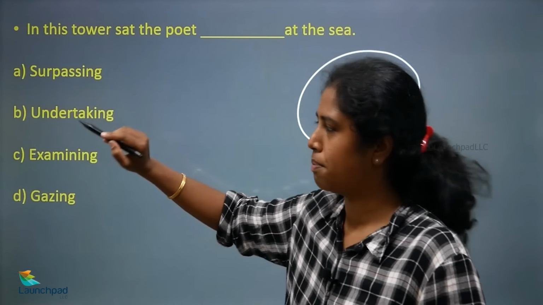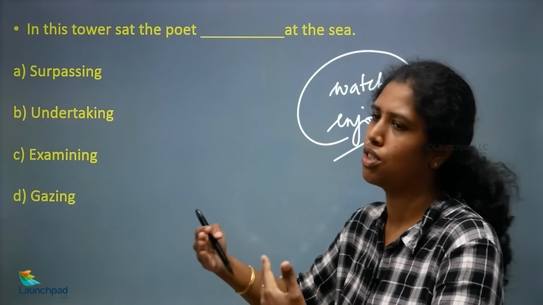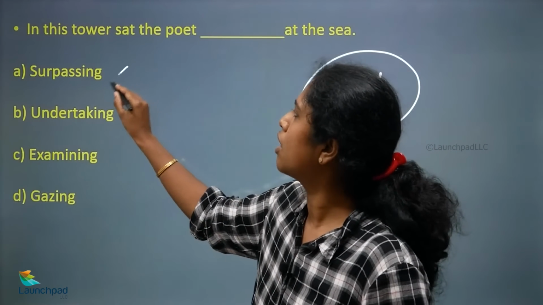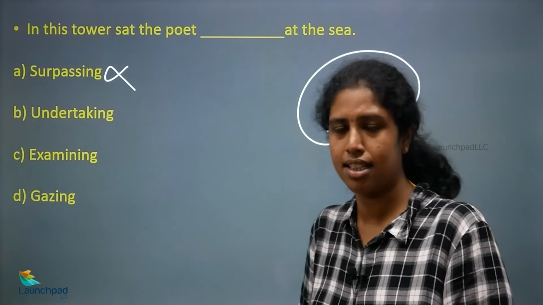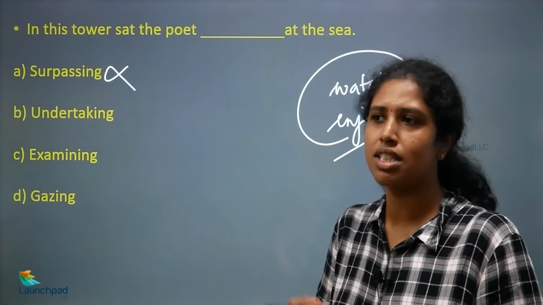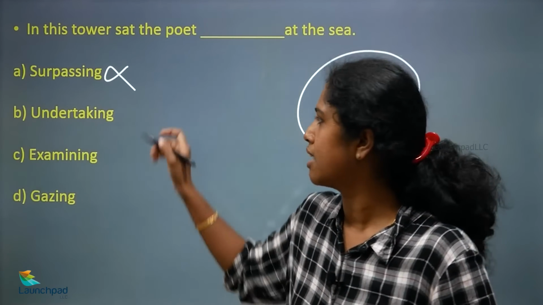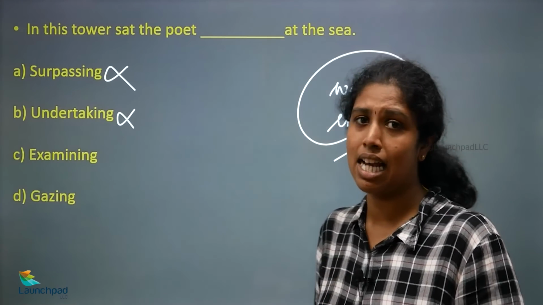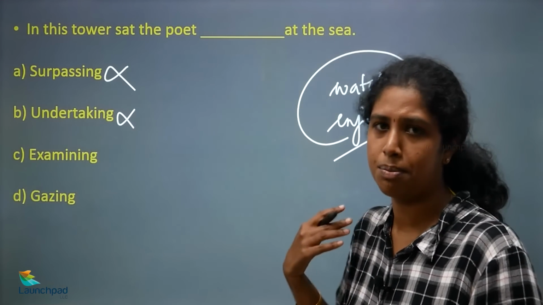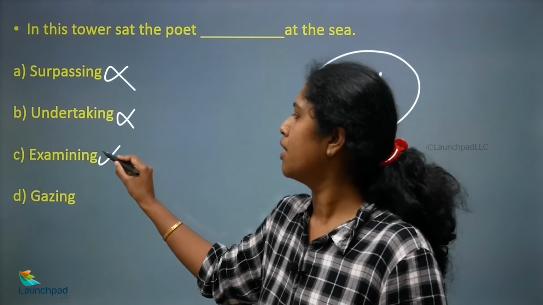My first option is surpassing. Surpassing means to just move on. He's sitting there, so this cannot be the right option. In this tower sat the poet undertaking the sea. Undertaking, whenever you're taking a form, you know the rules, means you are taking it, you're considering it. So this also cannot be the option. In this tower sat the poet examining. He's really far off from the sea. Then how can he examine? So this also cannot be a right option.